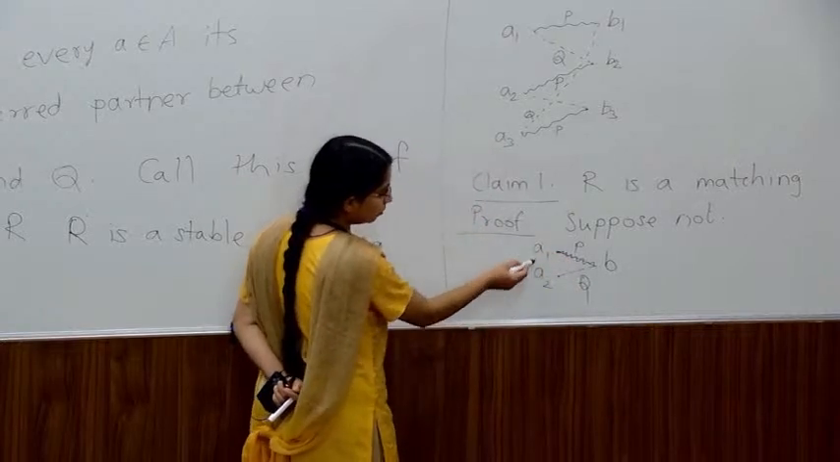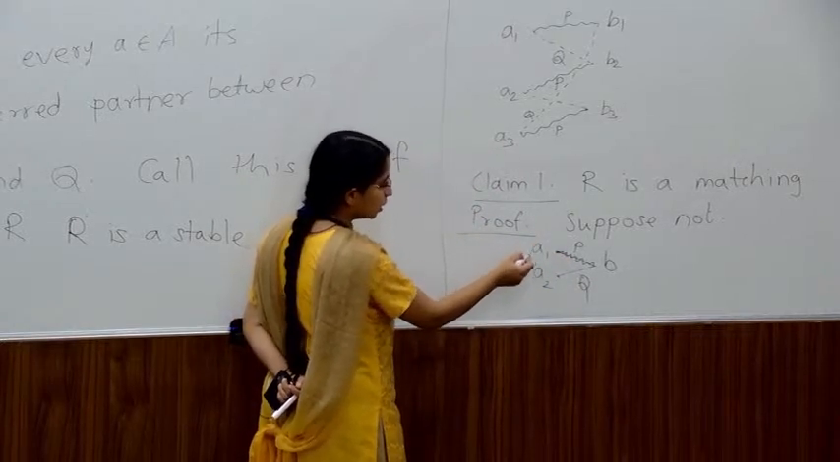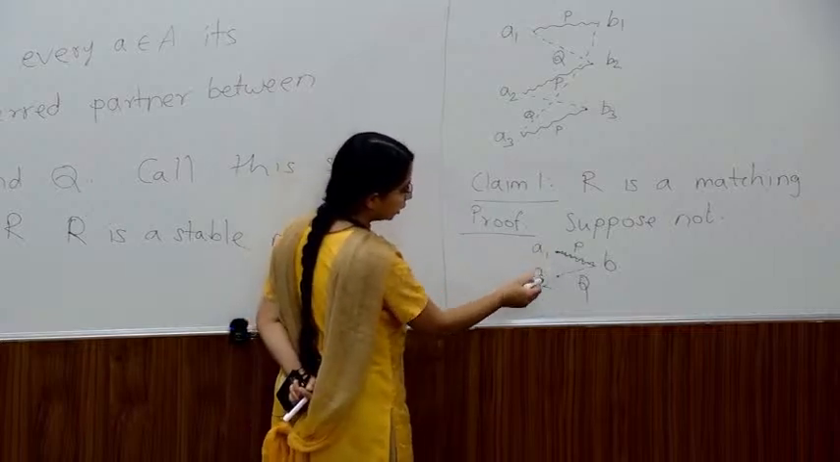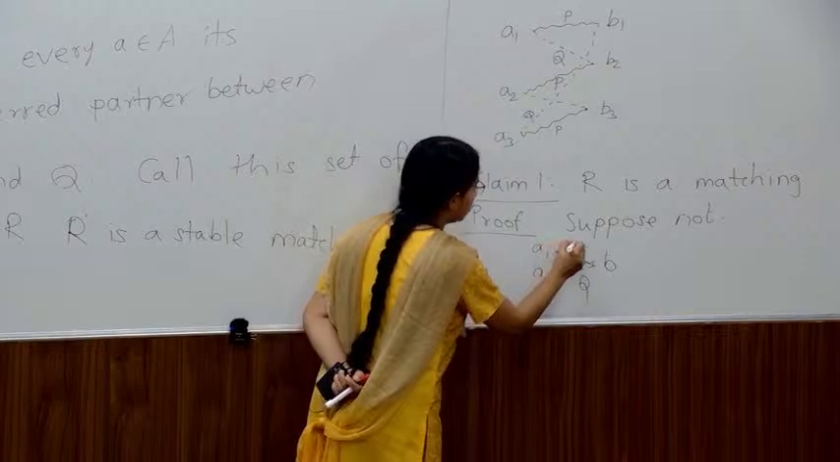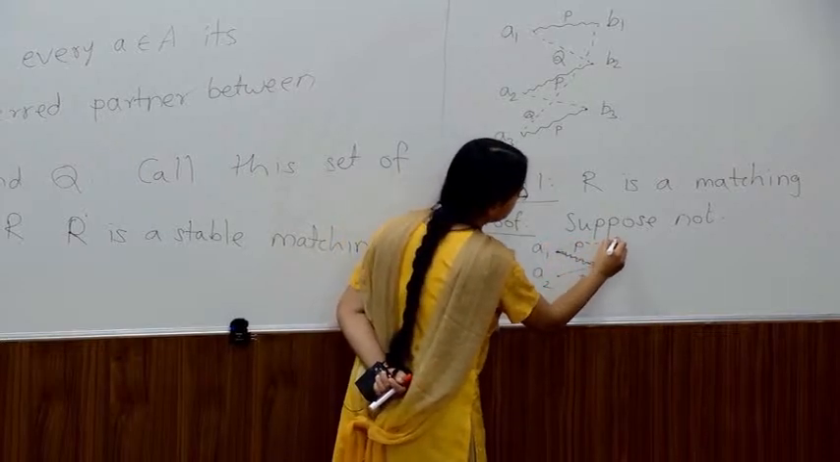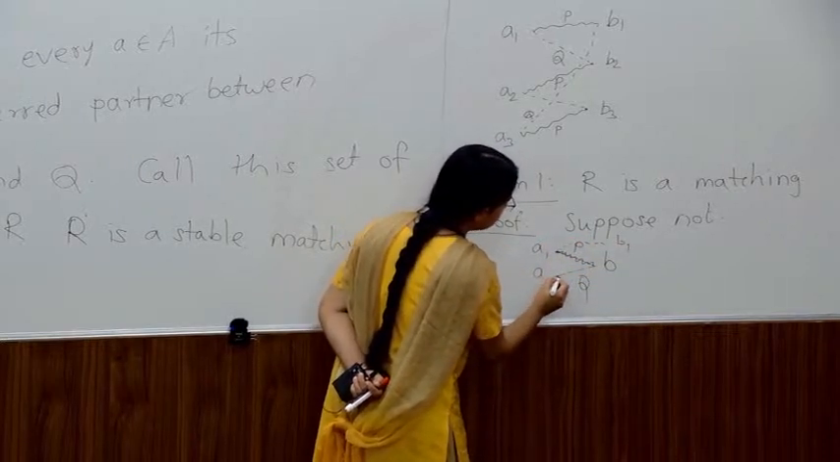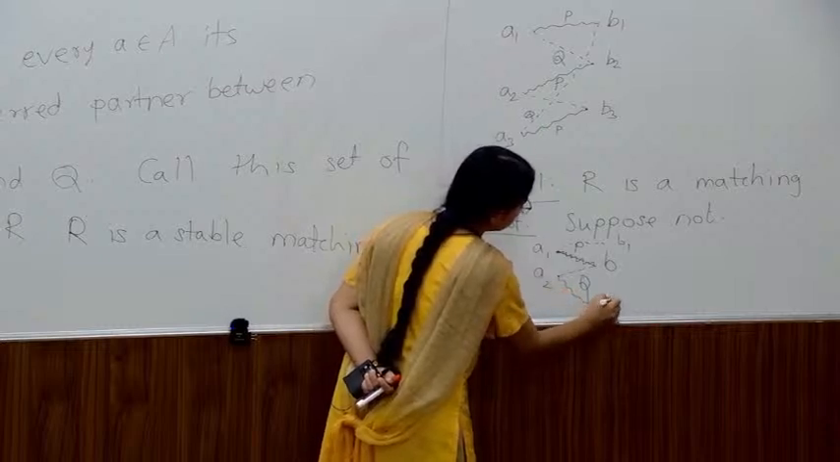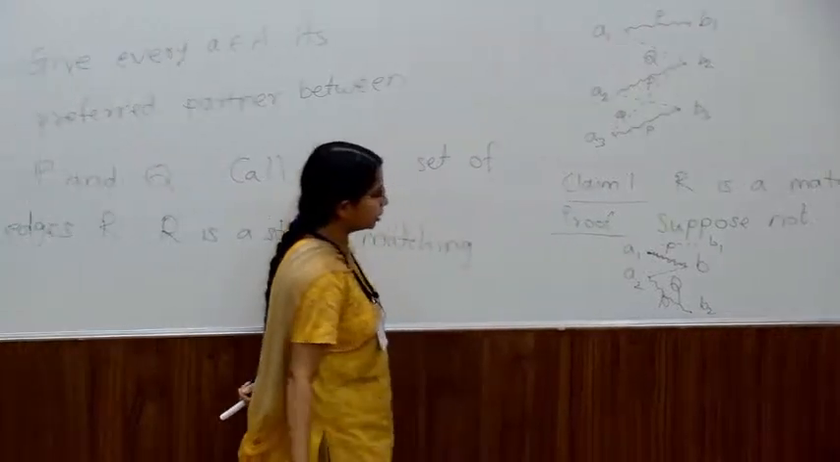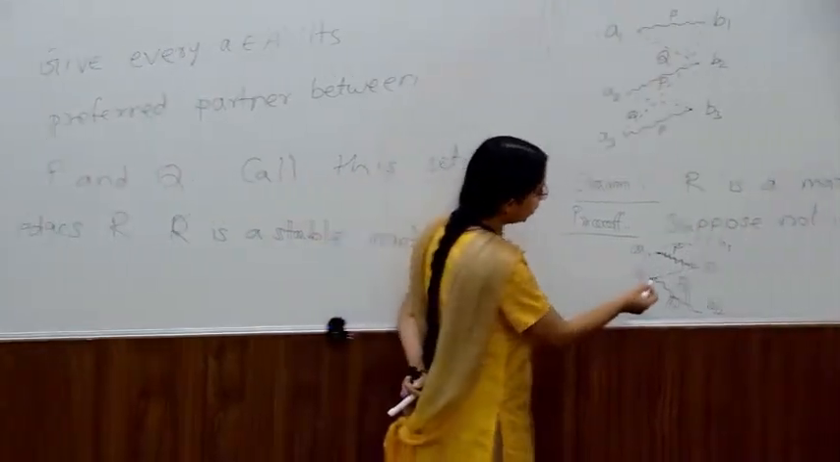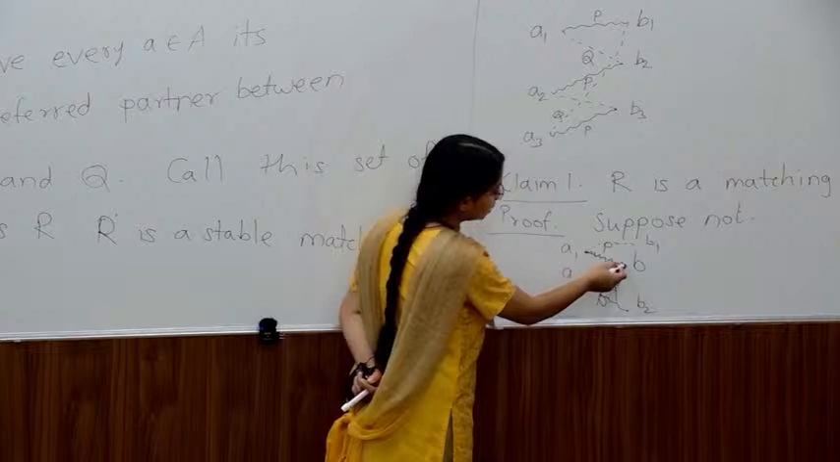But what do we know? We also know that A1 and A2 were also matched in the other matching. That is, A1 was also matched in Q, A2 was also matched in P. So A1 had a Q partner, say B1, and A2 must be having a P partner, which is B2. Because they are matched in both matchings, only thing is their preferred partner between P and Q matchings happens to be the same B.